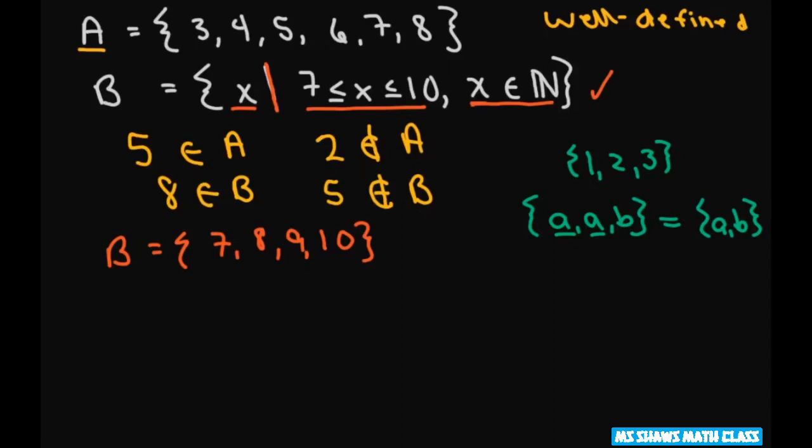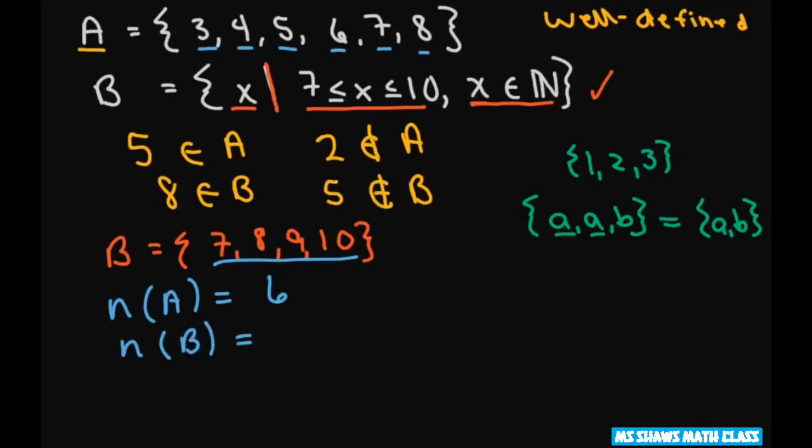Now the number of elements in a set. If we look at A, the number of elements in the set would be 6, because there's 1, 2, 3, 4, 5, 6. And for B, we already wrote it out, and the number in set B is going to be 4. A and B are called finite sets.